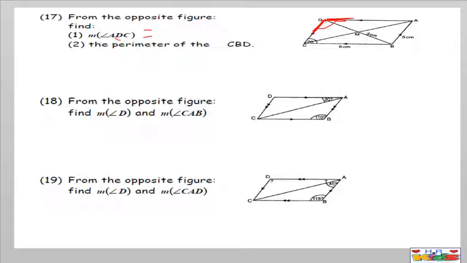قال لي لا معناش الاوبوزيت، معانا ايه؟ معانا النمبر اللي جنبيها دي كلها 70. So the two consecutive angles equal 180. يبقى we'll do 180 minus 70 هنطلع الانسر equal 110. The next one. The perimeter of triangle CBD.